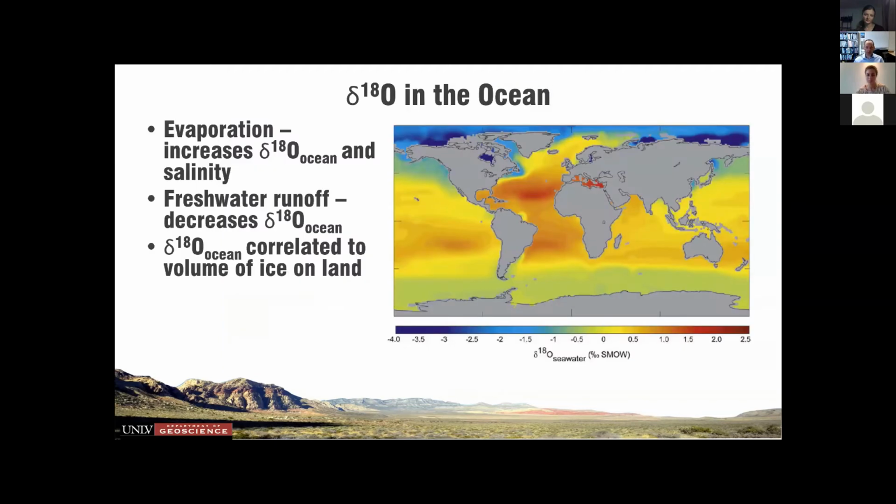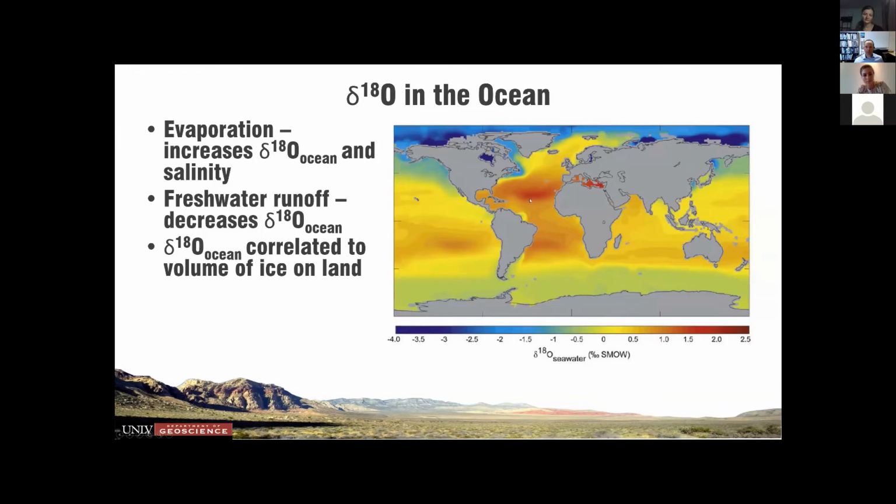Okay, so let's just take a look at a map. This shows an estimation of the delta 18O value of ocean water based on measurements of surface ocean. And what you can see is that the delta 18O values can be significantly higher in zones of subtropical evaporation and significantly lower in the high latitudes where there's lots of runoff from rivers, for example.